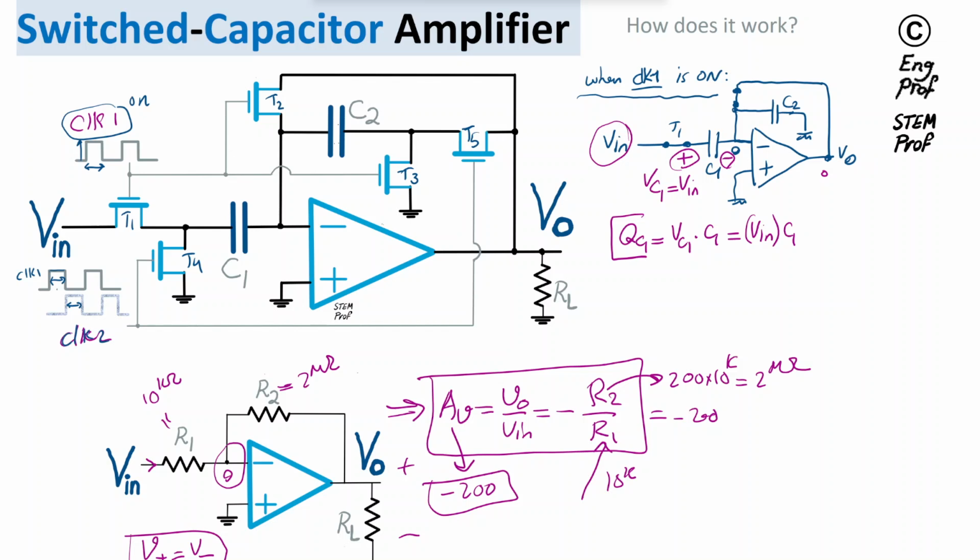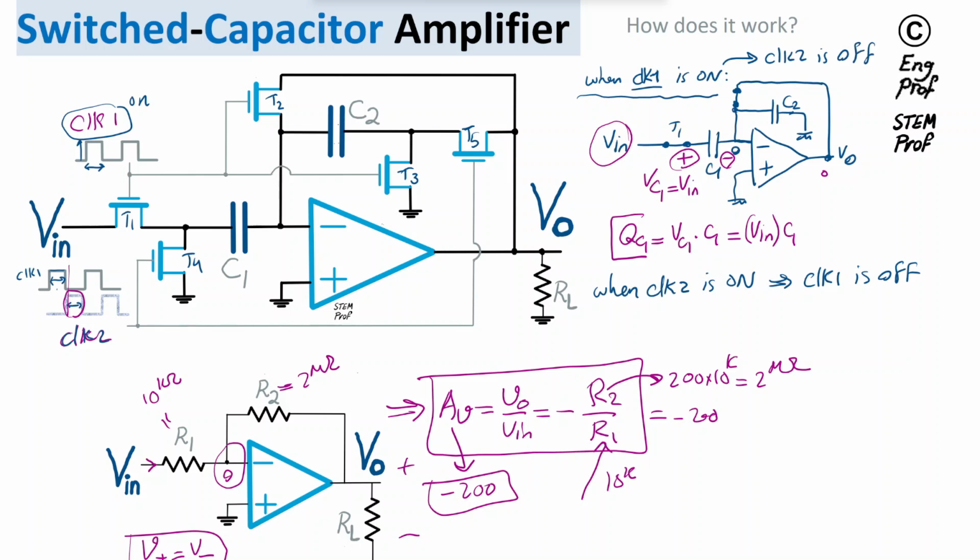But then what happens is, after clock 1 is done and goes down to the low level, then clock 2 goes high. So we are past this point. Now clock 2 goes high and stays high. When clock 2 is on, obviously clock 1 is off. The same thing that I mentioned earlier: when clock 1 is on, clock 2 is off.